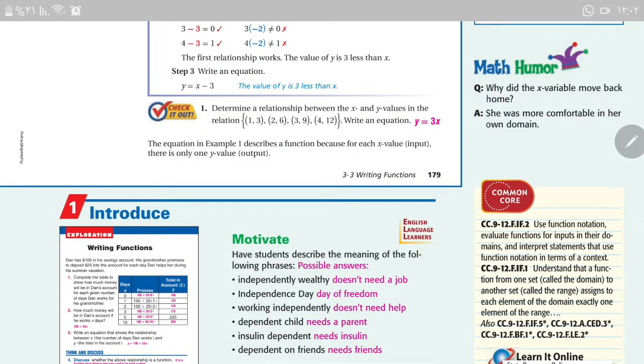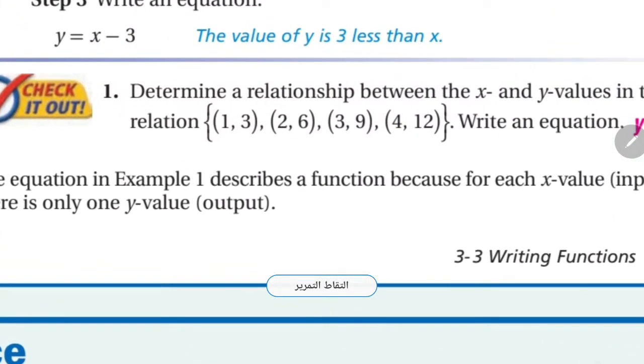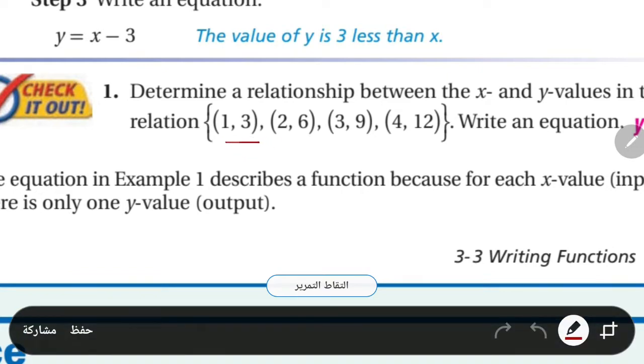Look at this. Back in example 1, the 1 became 3. What happened? I multiplied 1 by 3. It gave me 3. So 3 is the result. 1 is the input. 3 is the output. 3 is the result.